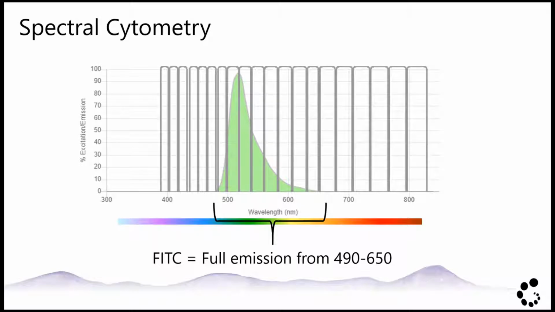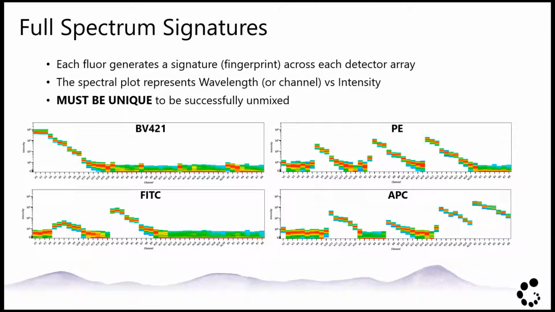All of this light is kept, and it ends up generating what we call this full spectrum signature on the Cytek Aurora and Northern Lights platforms. What that looks like is if you look at one of these, say for instance, this BV421 full spectrum, on the bottom, you can see every single detector laid out, starting with the violet detectors, V1 through V16, next up the blue, then the yellow-green, and the red are shown here.